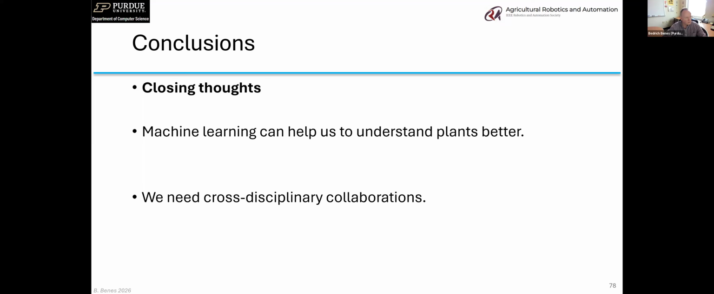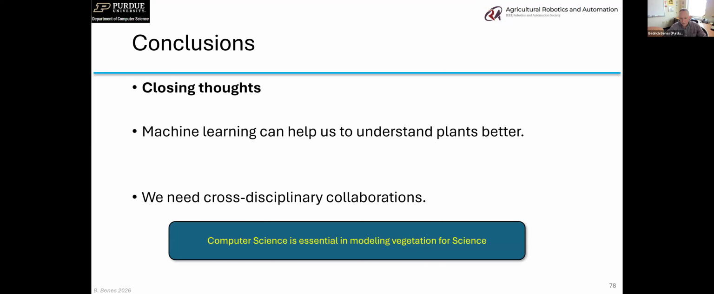I have learned a ton from my collaborations, and I hope that our contributions were beneficial. This is the take-home message that I mentioned at the beginning. Computer science is essential in modeling vegetation for science.